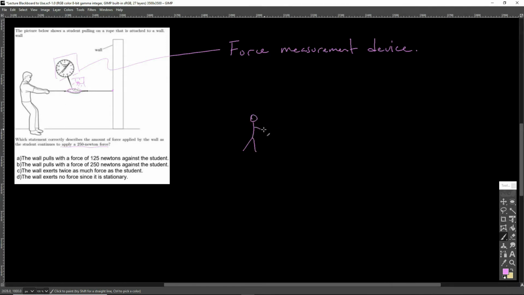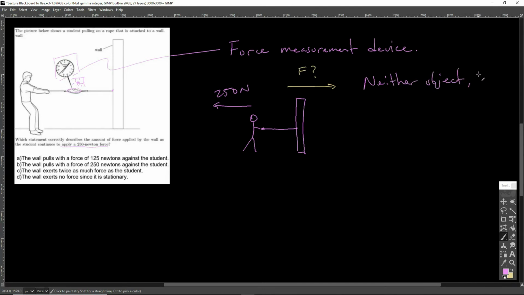All right, okay, so we can draw this, right, a guy pulling on a rope, and then it's connected to a wall. So you know that this guy is pulling back with a 250 Newton force. Okay, so it's asking how much force does the wall need to apply? Which statement correctly describes the amount of force applied by the wall? Okay, so this force is question mark. Now I want you to notice something, okay? Neither object is accelerating.